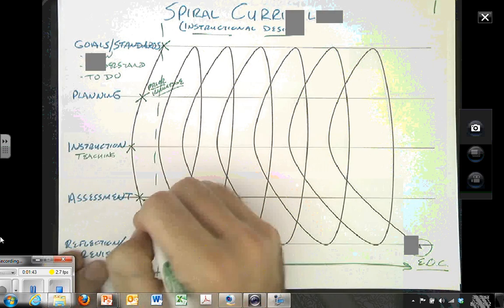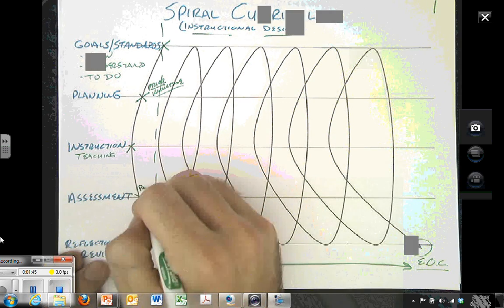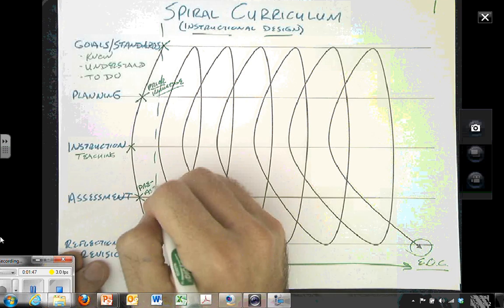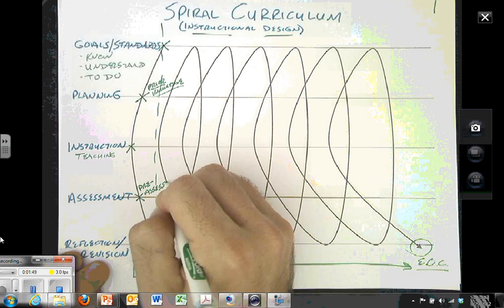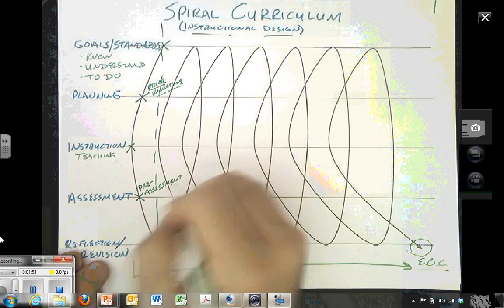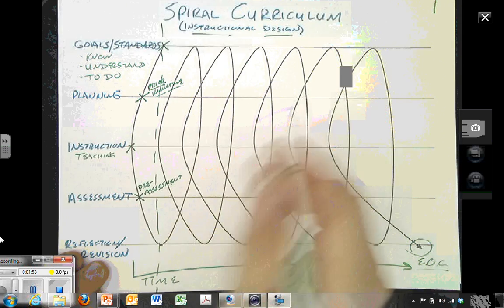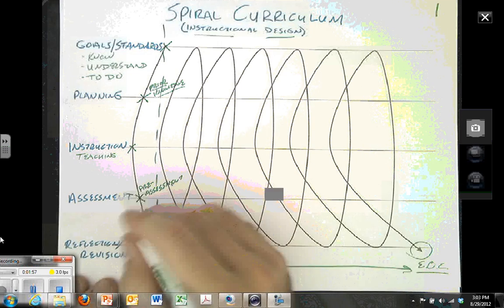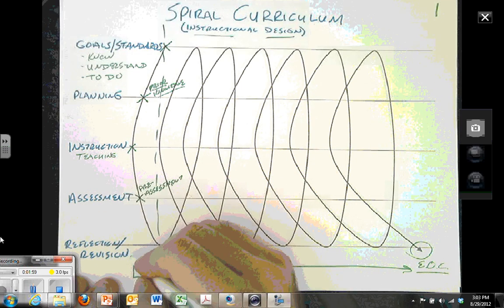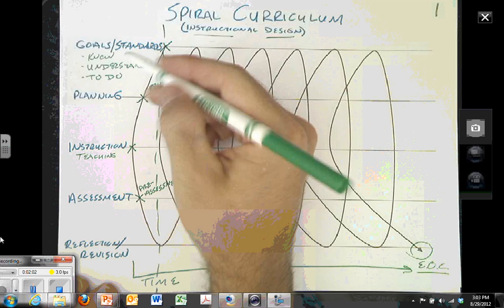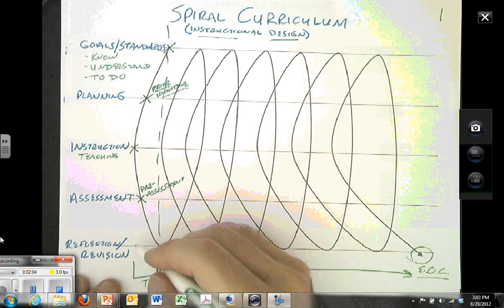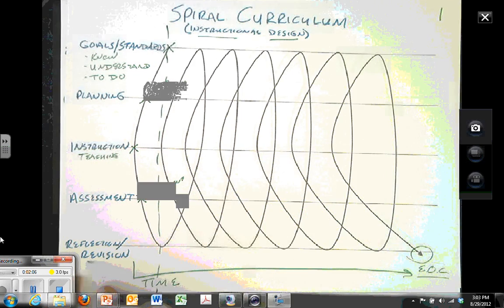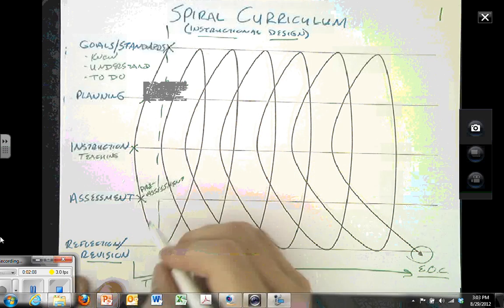We assess them. Sometimes someone would call it a pre-assessment, to see, okay, what are the students able to do? What do they know? What do they understand? As we begin the course. Then we take that assessment, we reflect, okay, this is what the students know, this is what they understand, this is what they can do, and this is how I begin to revise my instruction. Here's the revision part. Well, then we work back around.